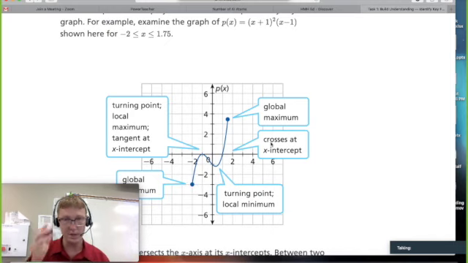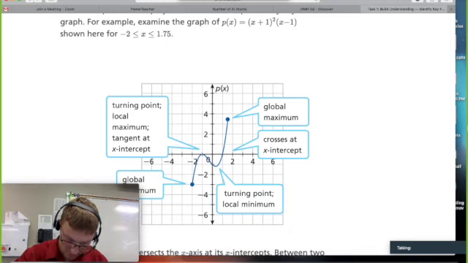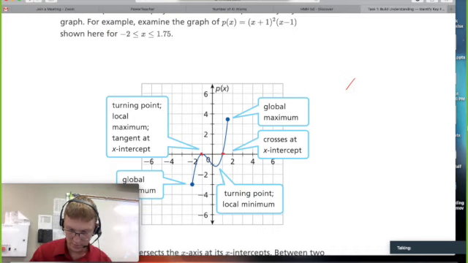There are some other things you can talk about. You can talk about where it crosses the x-axis. We've got an x-intercept here, and we've got an x-intercept here. But you'll notice that there are two different types of intercepts. Either way, algebraically, at those points, f of x is going to equal 0.